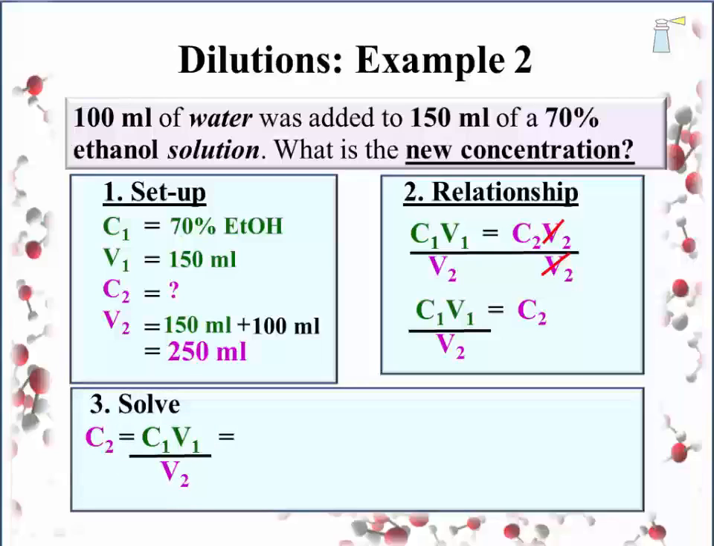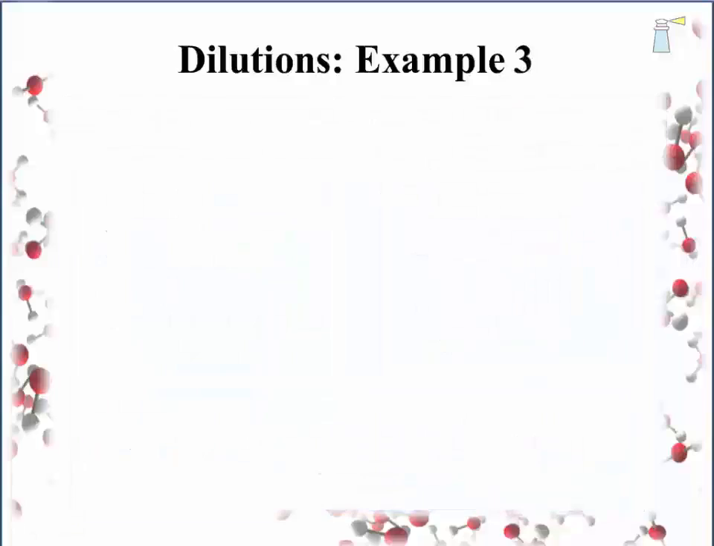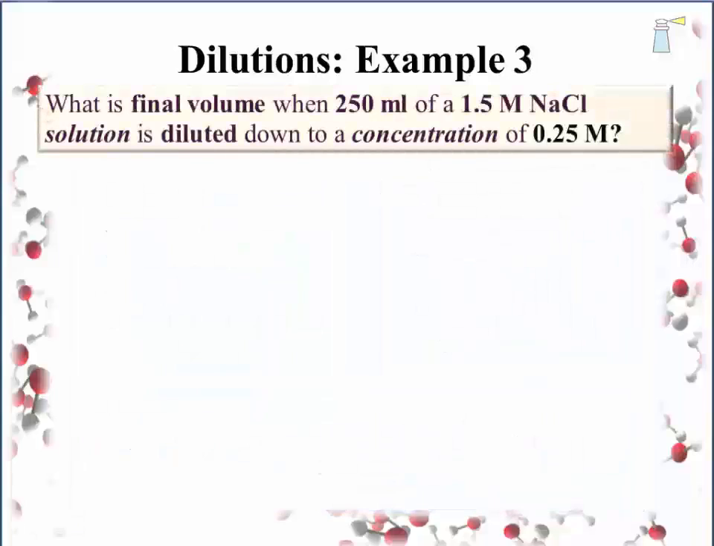The equation is algebraically solved, and we are ready to insert the numerical values from the setup into the equation and solve. The initial concentration times the initial volume divided by the final volume. The unit mils cancel out, and the math gives a diluted concentration of 42% ethanol. The last example asks for what is the final volume when 250 mils of a 1.5 molar NaCl solution is diluted down to a concentration of 0.25 molar.